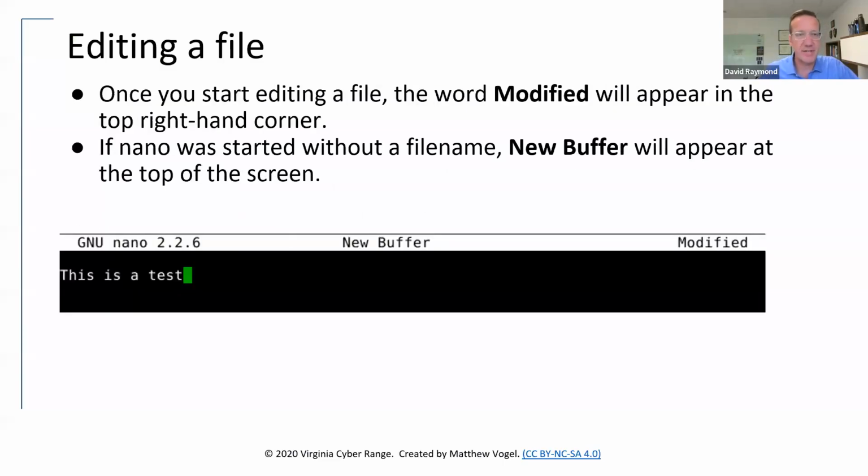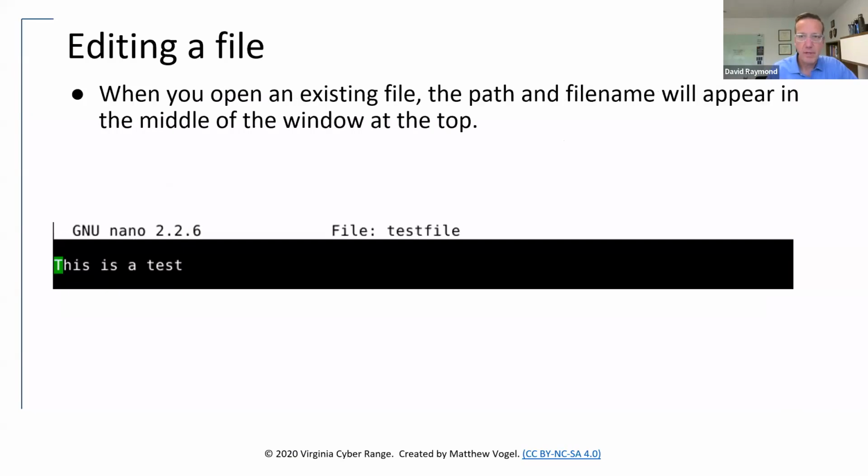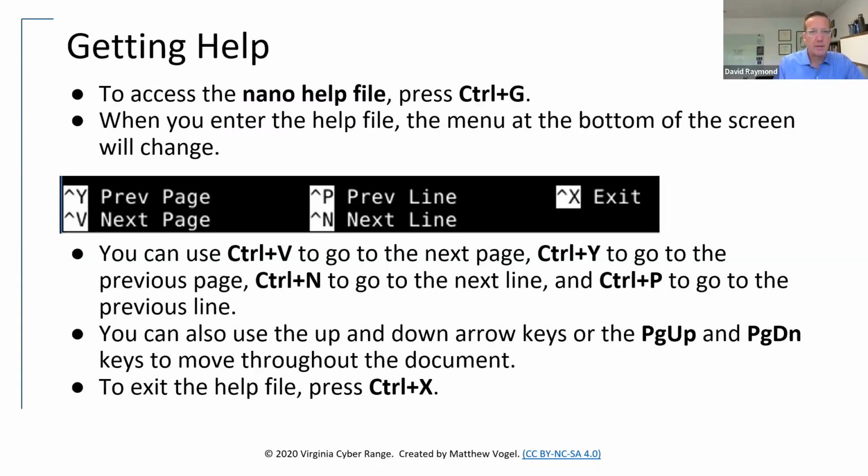I will hit a couple more slides here. I talked about Control G to access the help. You can hit Control V and Control Y to go up and down, Control N to go to the next line, Control P to go to the previous line. So you can use the control keys to navigate around, but you can do the same thing with arrow keys and page up and page down. So if you have a keyboard that has all that extra stuff, page up, page down, arrow keys, etc., then it's just as easy to do that.